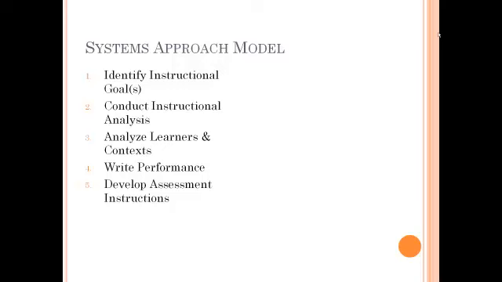Number 5 is develop assessment instruments. You're going to have to develop assessments that are parallel to and measure the learner's ability to perform what you described in the objectives. So you're going to have to come up with assessments that are parallel with your performance objectives.